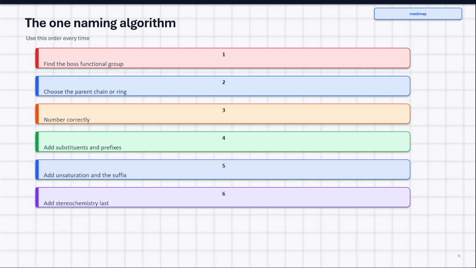This is the main roadmap for the whole lesson. Use this order every time. First, find the boss functional group. That means find the group that gets priority and usually controls the suffix. Second, choose the parent chain or ring. Third, number correctly, starting from the end that gives the important feature the lower number. Fourth, add substituents and prefixes like methyl, bromo, hydroxy, or oxo. Fifth, add unsaturation and the suffix like ene, yne, ol, al, one, or oic acid. Finally, add stereochemistry last if the drawing gives enough 3D information. This order prevents most naming mistakes.